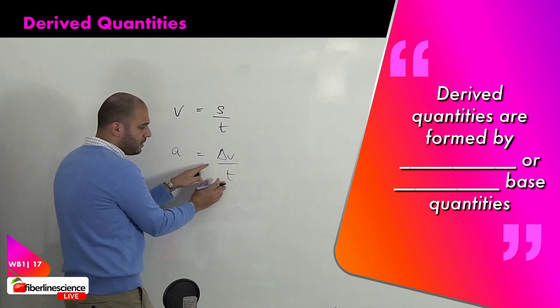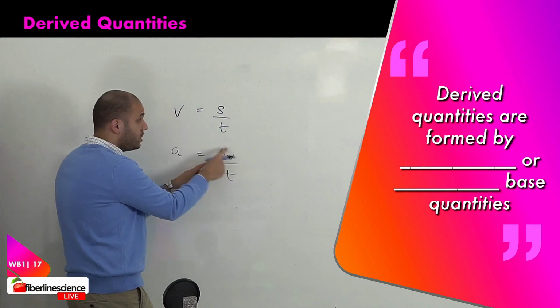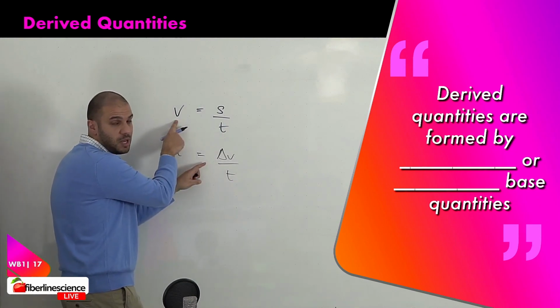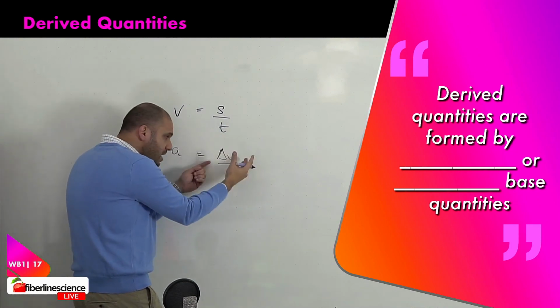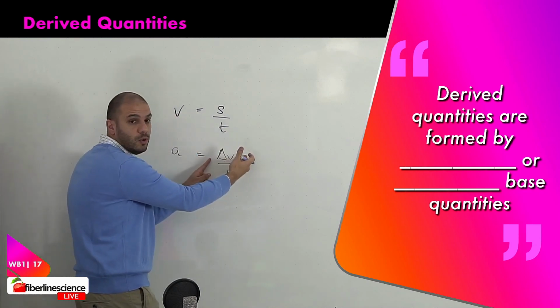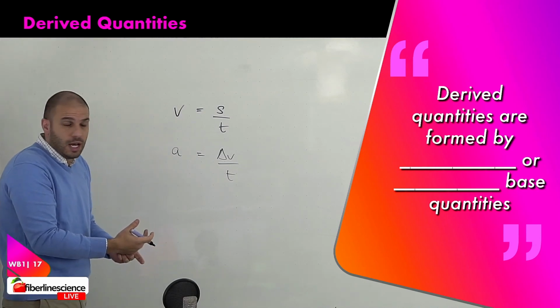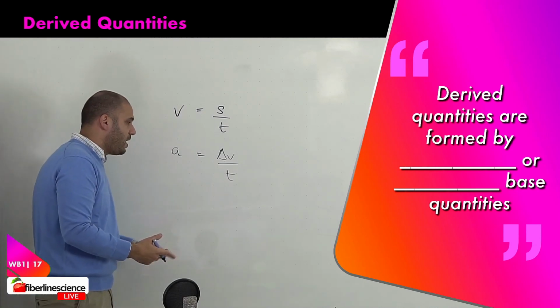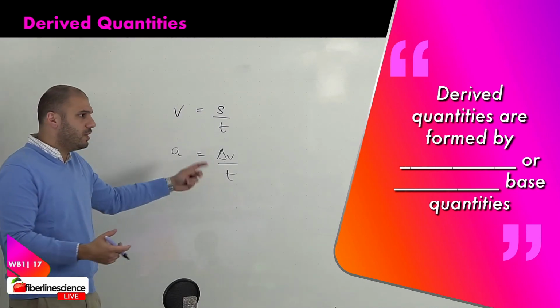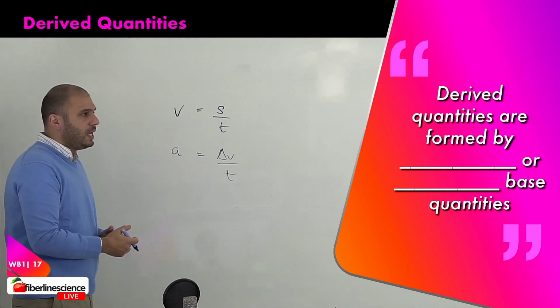Now, if we take a good look at this, velocity, we've just said that it's a derived quantity. It's not a base quantity, okay? But we're dividing this newly formed quantity, this derived quantity, by a base quantity, okay? And this is another situation where dividing 2 quantities will give you a new quantity.